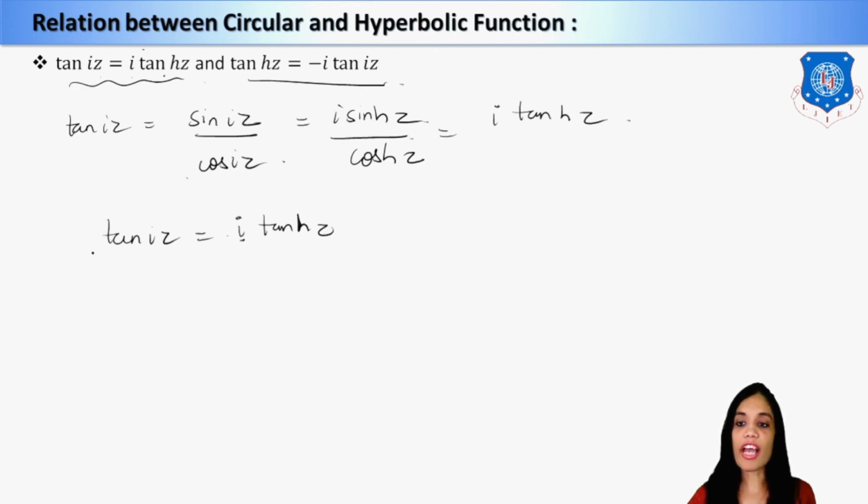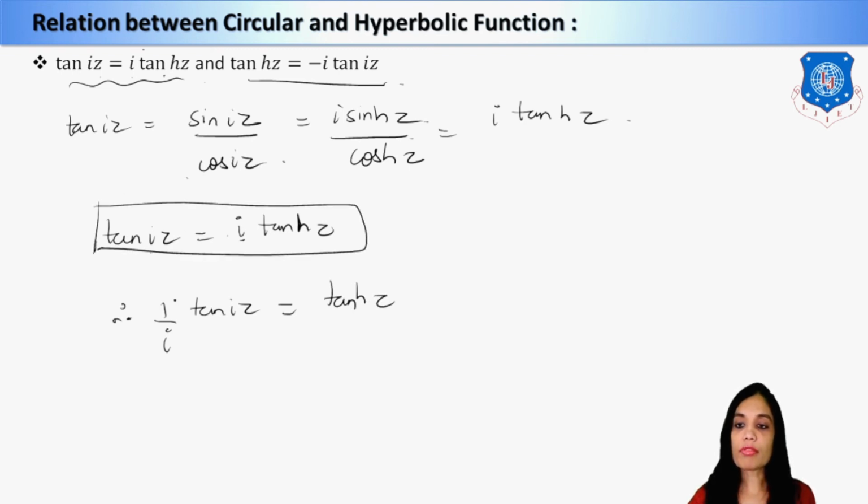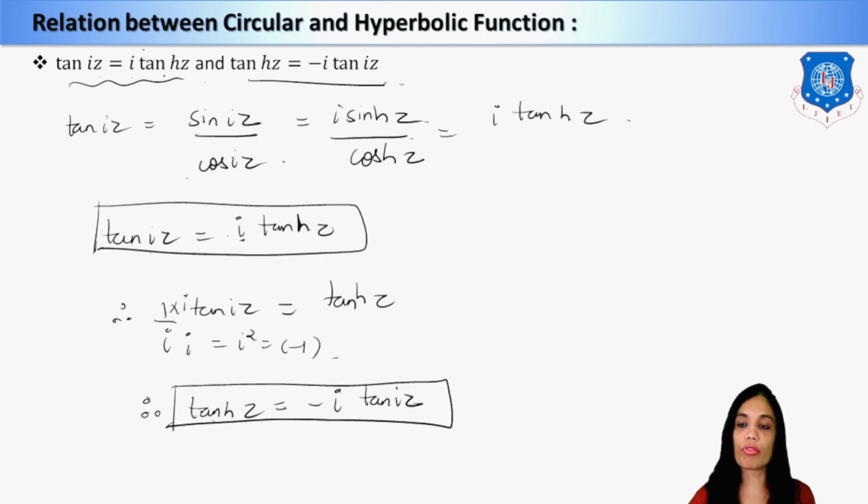Now let us take this i on this side. So what we will get? 1 upon i times tan iz is equal to tanh z. Okay, from this. Now let us multiply and divide by i. So again you will have i squared. The answer will be minus 1. So we have proved that tanh z is equal to minus i tan iz. So the second identity is also proved.